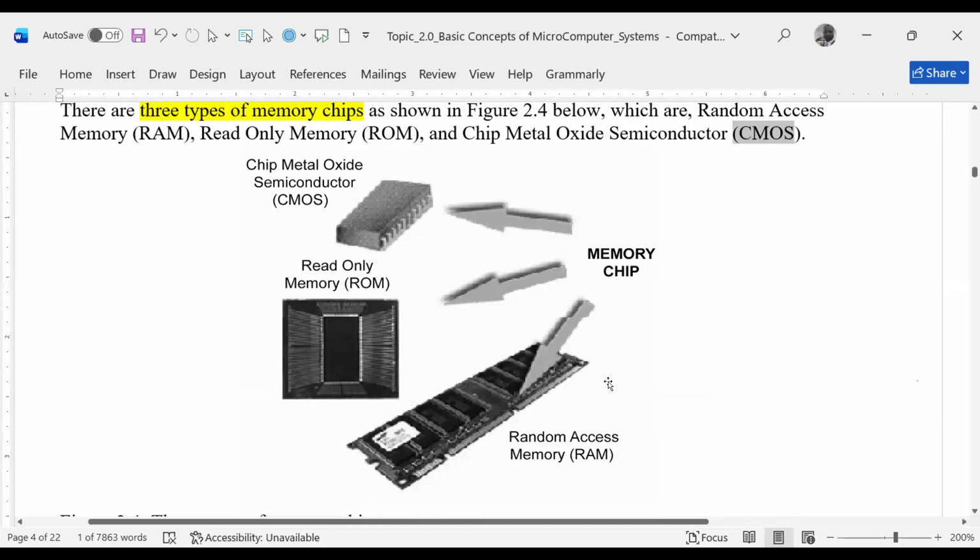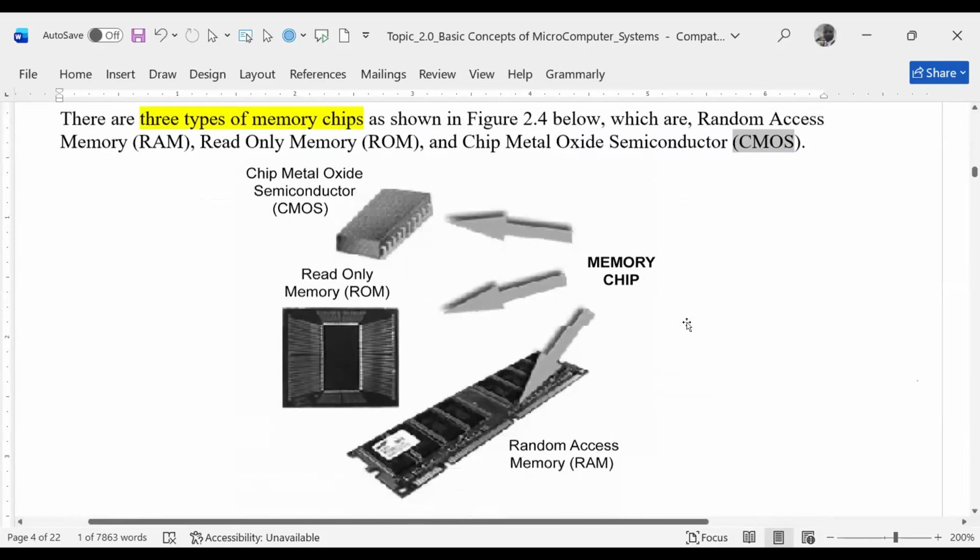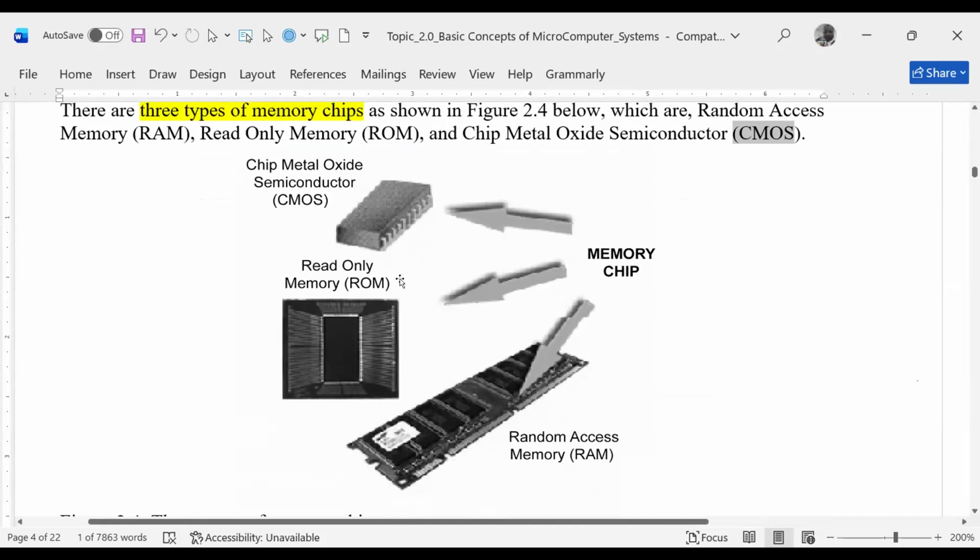So chip: complementary metal oxide semiconductor called CMOS, read-only memory called ROM, random access memory called RAM. These are the 3 types of memory chips. We have 3 types of memory chips: RAM, ROM, and CMOS.